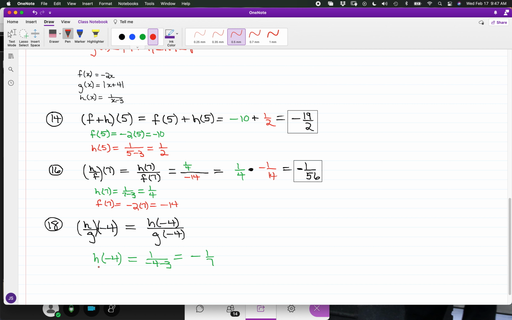As for g of -4, we have the absolute value of -4 plus 4, and the absolute value of 0 is equal to 0. And so we have, upon filling in, so for h of -4, okay, we're going to have it minus 1/7. Then we have all over g of -4, which is going to be 0.